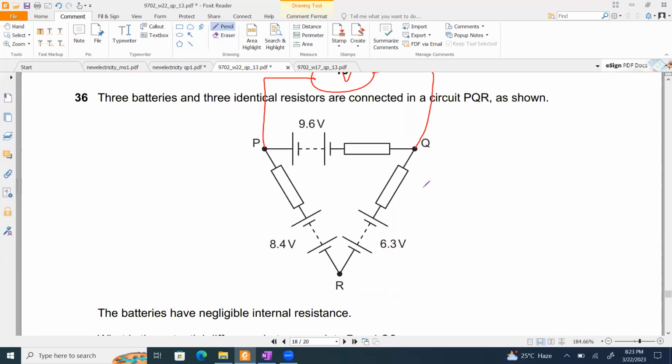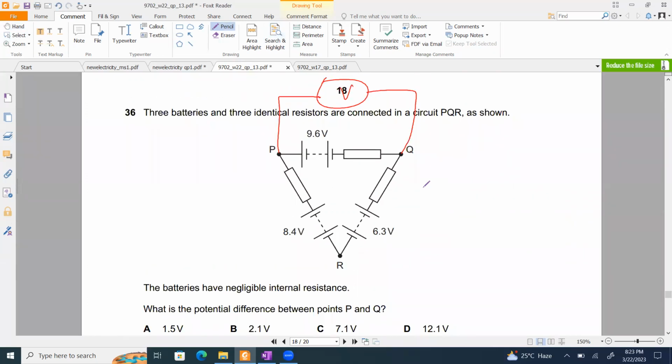Anyways, we are supposed to apply Kirchhoff's second law in this question as well, and we are supposed to find out the voltage across the points PQ. The first thing that I'd like to find here is the potential difference across each resistor. Can you see these are three identical resistors, right?